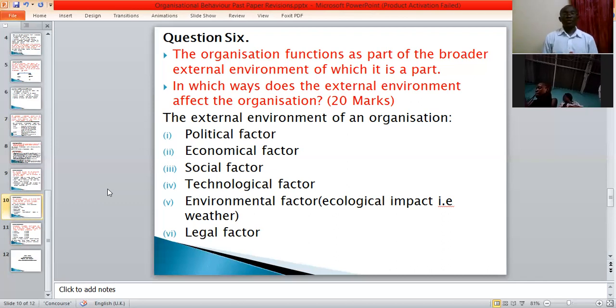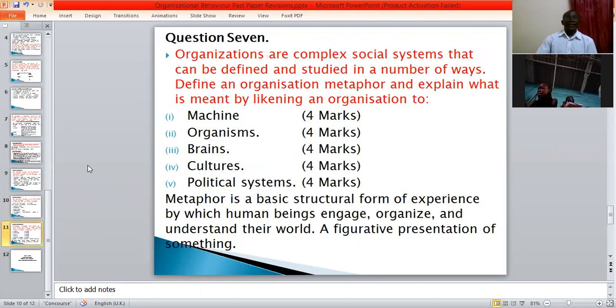So this is how you should discuss, and it was 20 marks. You know what to say about political factors, economic factors, social factors, technological factors, environmental factors, and legal factors. Is there any question on question number 6? So we can look at question number 7.